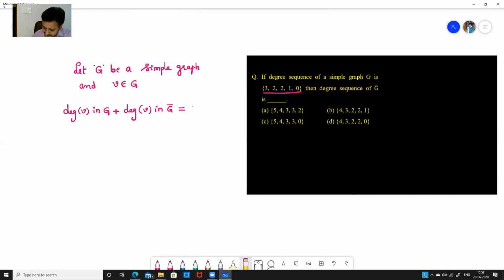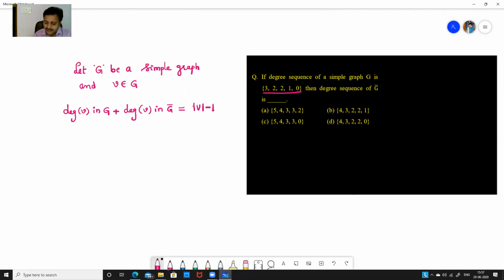Here, n minus 1 is nothing but the number of vertices minus 1. So this is a basic property in the complement of a graph. This point was also covered in the previous videos. Please refer to that video. Okay? Now see, degree of V in G plus degree of V in G bar must be equal to the number of vertices minus 1.